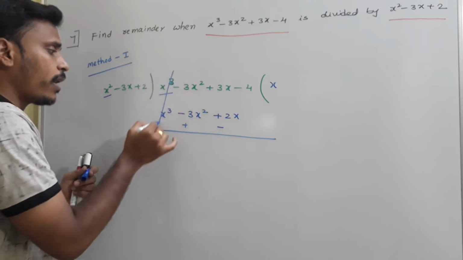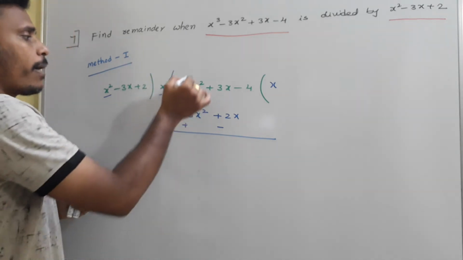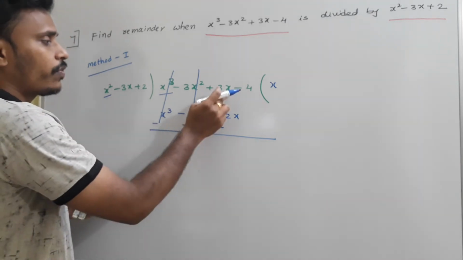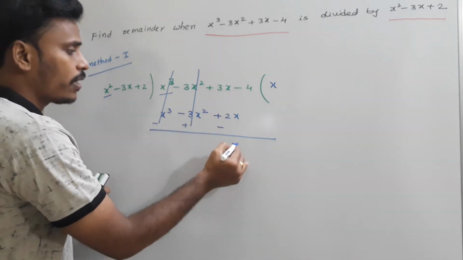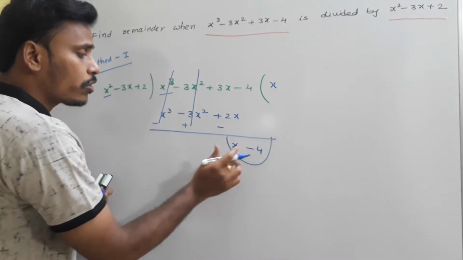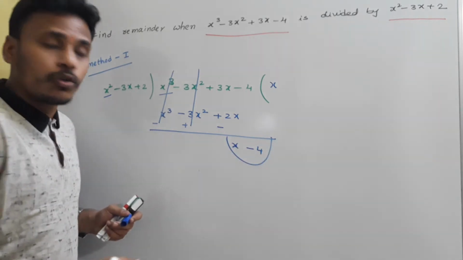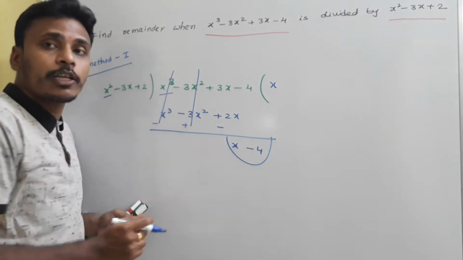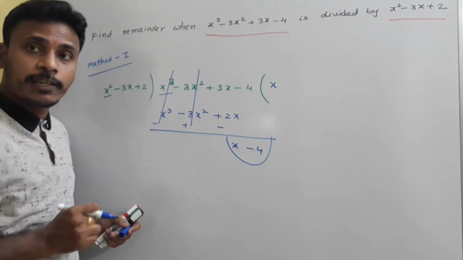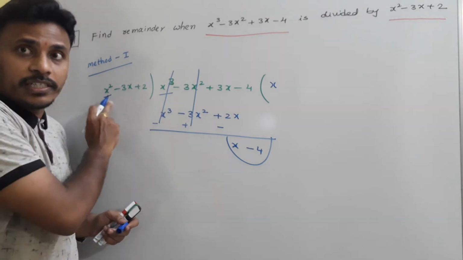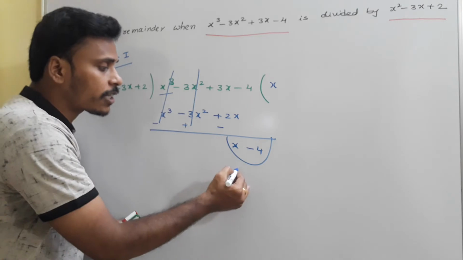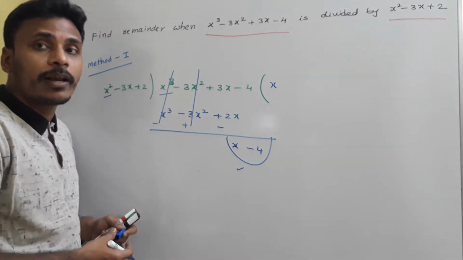See, x cube minus x cube gets cancelled. Minus 3x square plus 3x square gets cancelled. We are left with 3x minus 2x, which is x, minus 4. So it's x minus 4. When you observe, the degree of this x minus 4 is 1, which is less than the degree of the divisor x square, which is 2. So this x minus 4 is directly our remainder.